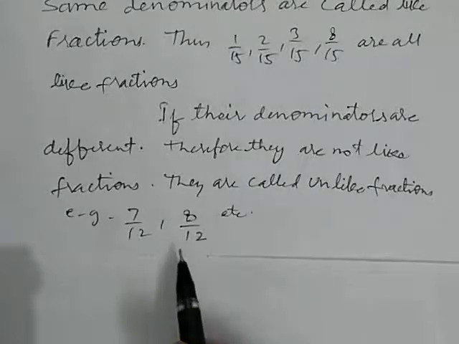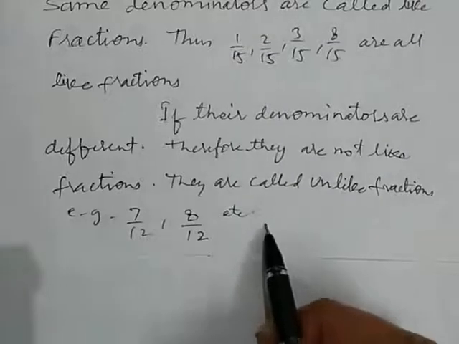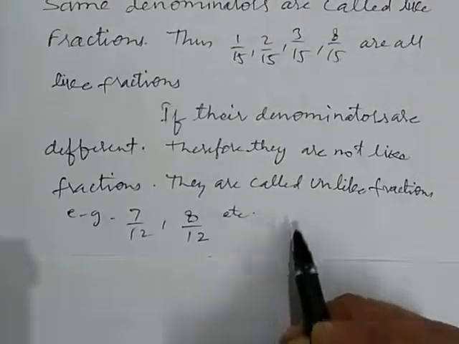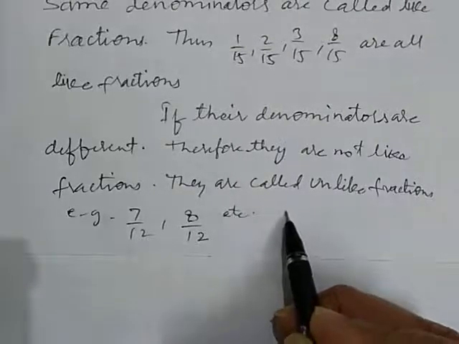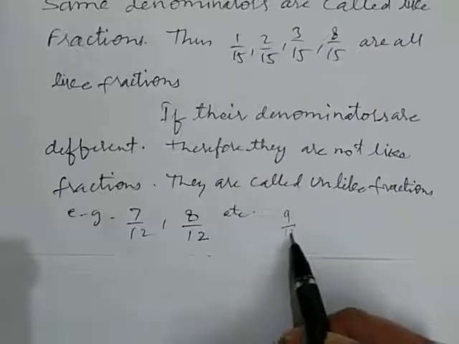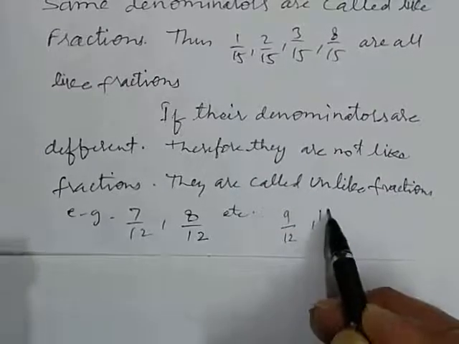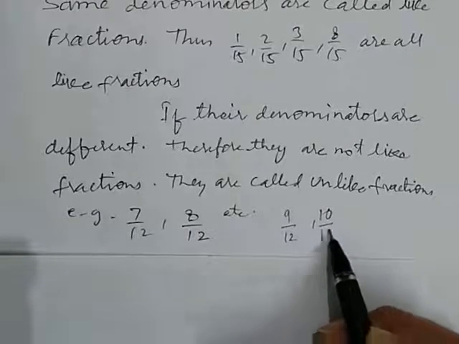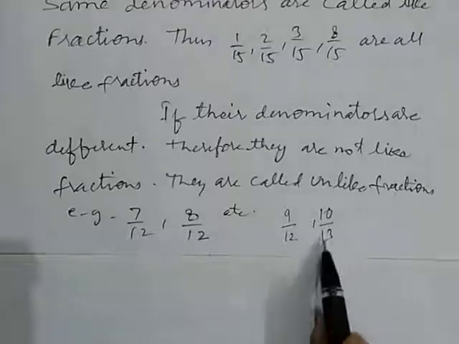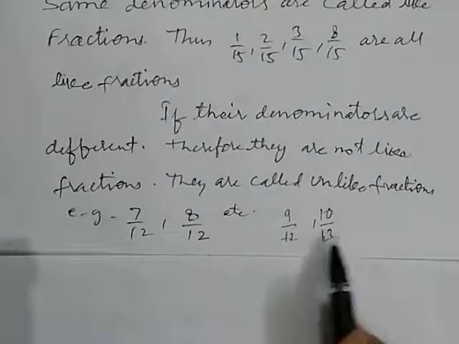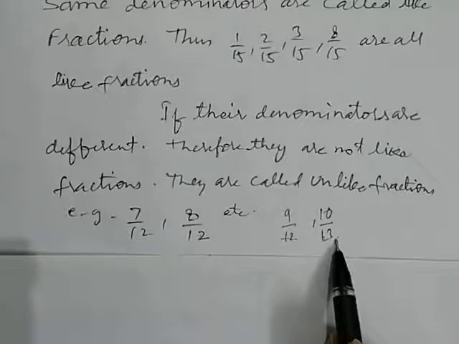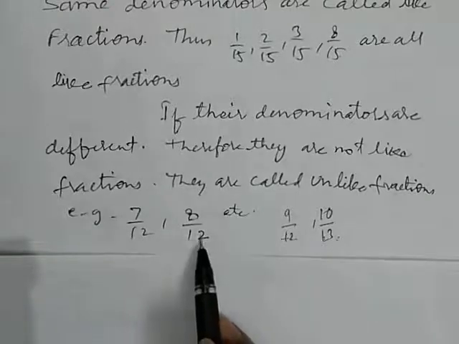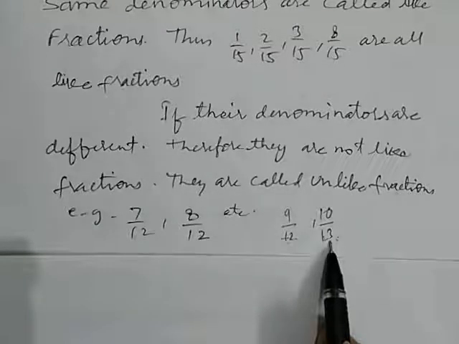Okay? But if we put 9 by 12 and 10 by 13, these are unlike fractions because the denominators are different. These are the like fractions and these are the unlike fractions.